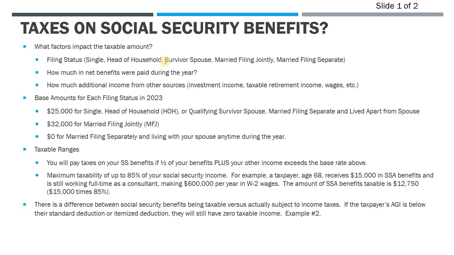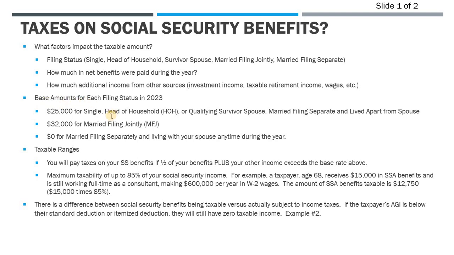So what factors are going to impact the taxable amount of your benefits? Well, the first one is certainly your filing status, right? So your filing status on your 1040 is important because it impacts how much of a standard deduction you can get. It also impacts the base rate that you have as far as what amount of your SS benefits are taxable. And so when we talk about taxable amounts of Social Security, generally we're looking at you take 1/2 of your benefits plus your other income, and if that amount exceeds the base rate, then you might have a tax implication on your Social Security benefits.